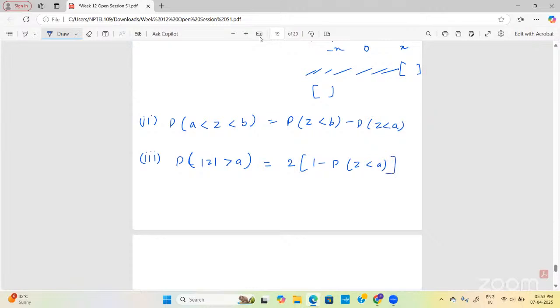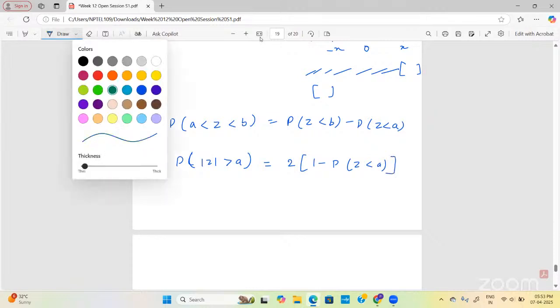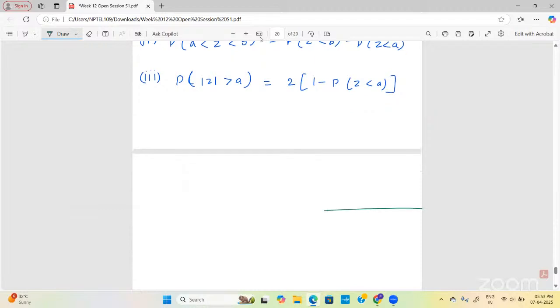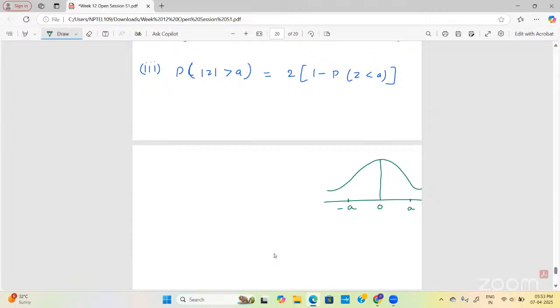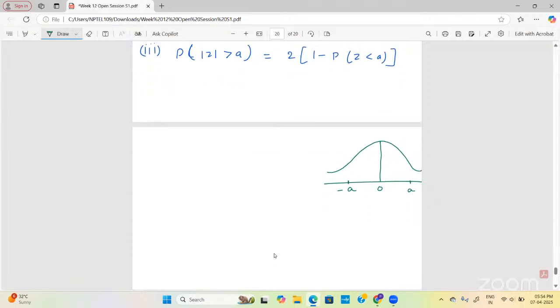Okay, now we will prove this thing. So suppose this is the figure. Okay, this is mean, which is 0 here. And suppose this is a point minus A and this is a point plus A. Okay, now mod Z. So if you have mod Z greater than A, okay, so the first part will be if we take positive value, then it will be Z greater than A. Or second one could be if we take negative Z, right?